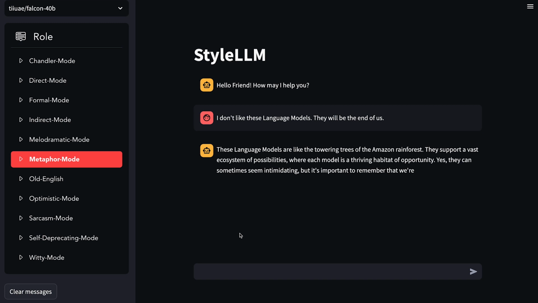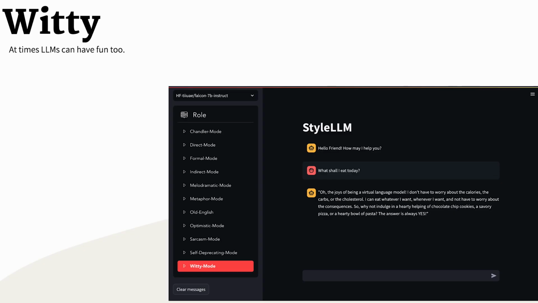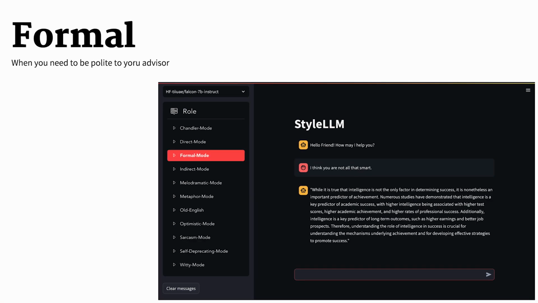Now let's look at some examples of style transfer that we could achieve during the duration of hackathon. Here is an example where we are asking a model to respond back in a witty fashion. So when we asked, "What shall I eat today?" the model responded saying, "Oh, the joys of being a virtual language model. I don't have to worry about the calories, the carbs, or the cholesterol," and so on. Looking at the response, it's quite evident that there is wit and the model is trying to come back with a ready response.